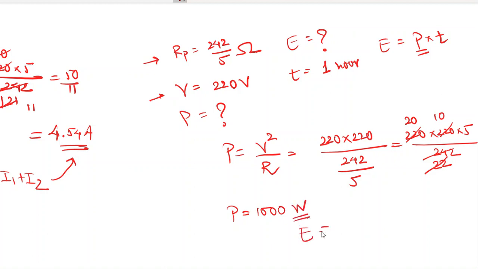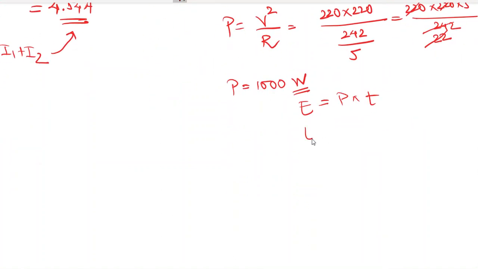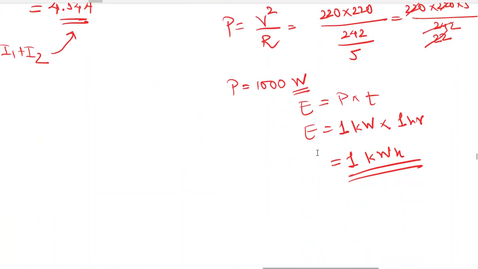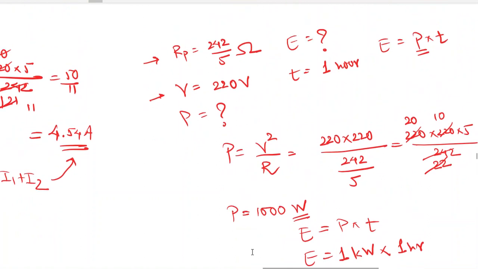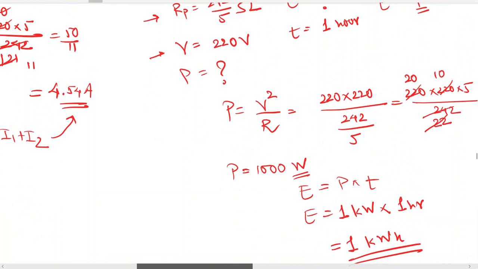We have to find energy. Let's find the energy. Can I write 1000 watt as 1 kilowatt and time as 1 hour? So the energy consumed will be 1 kilowatt hour. If both the bulbs are operated together for 1 hour, the energy consumed by both of them will be 1 kilowatt hour. So that is the method which I have used. Let's check whether the answer is correct or not.